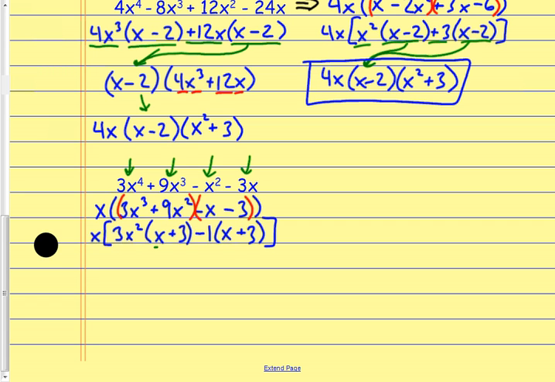Now we can see that we have this common polynomial of the x plus 3. So I'm going to write that in a single location. Again, this x tags along for the ride. The x plus 3 gets written right here in a single location. And then when I take that x plus 3 away, I'm left with a 3x squared and a minus 1. Okay? That's factoring by grouping.